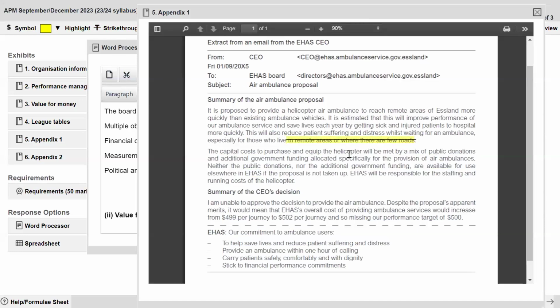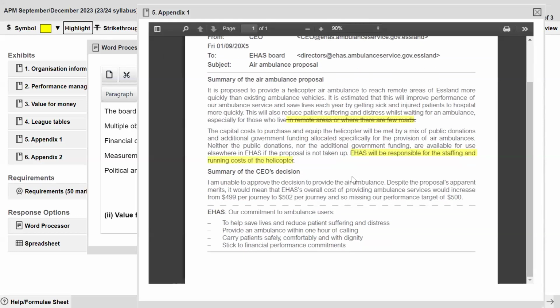The capital cost to purchase and equip the helicopter will be met by a mix of public donations and additional government funding allocated specifically for the provision of air ambulances. Neither the public donations nor the additional government funding are available for use elsewhere in EHAS. If the proposal is taken up, EHAS will be responsible for the staffing and running costs of the helicopter. So that's what they're going to be responsible for.